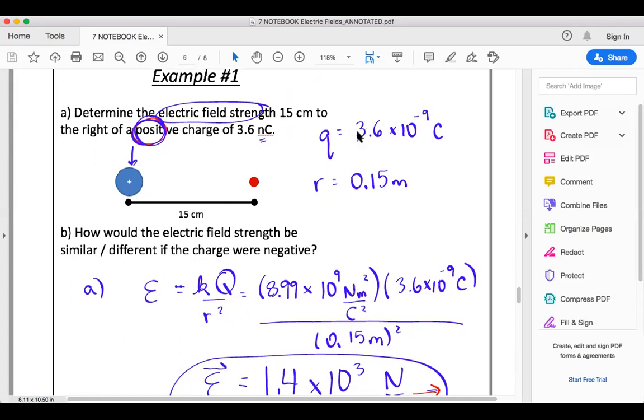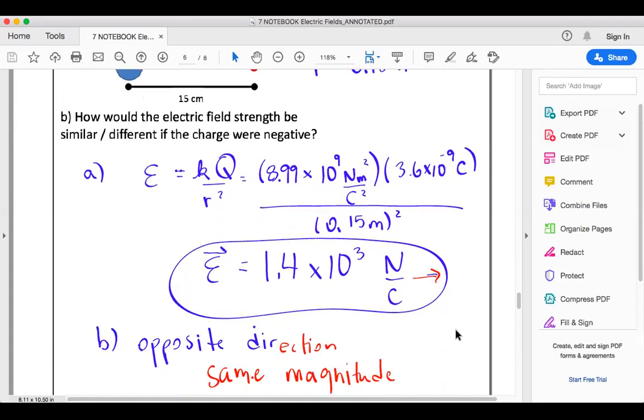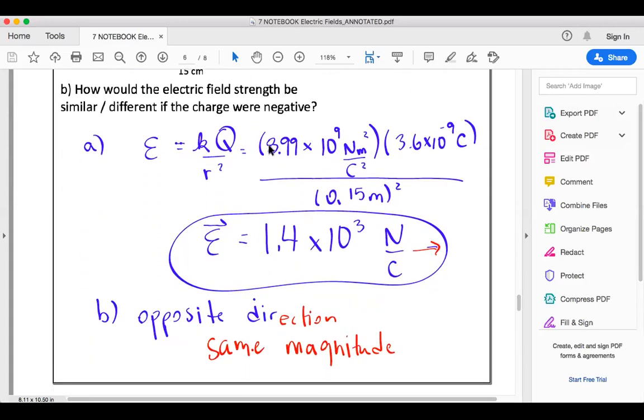So we know Q is 3.6 times 10 to the minus 9 coulombs. That's how you deal with nanocoulombs. And then radius is 0.15 meters. Don't forget to convert to SI units. And then we know epsilon equals KQ over R squared. We sub in our values. Oh yeah, this is one thing I wanted to mention. Sometimes in the slides or the textbook, they use 9.0, and I prefer to use 8.99 times 10 to the 9 newton meter squared per coulomb squared.